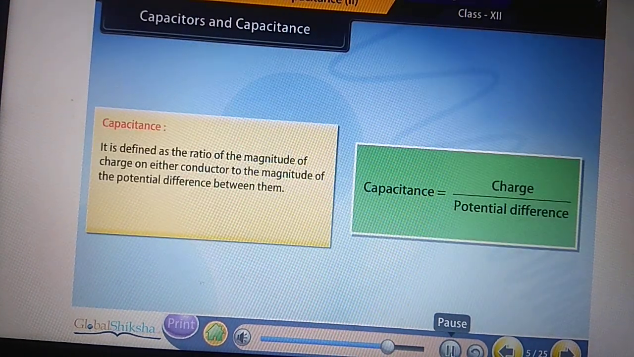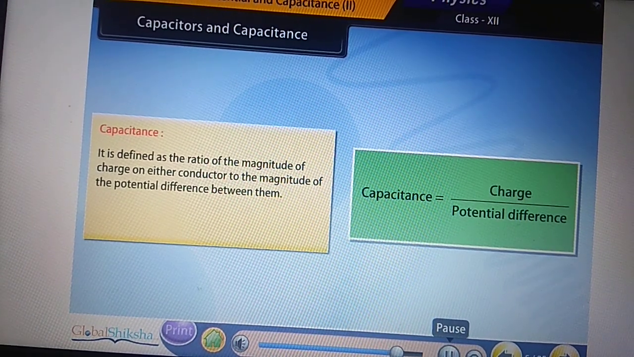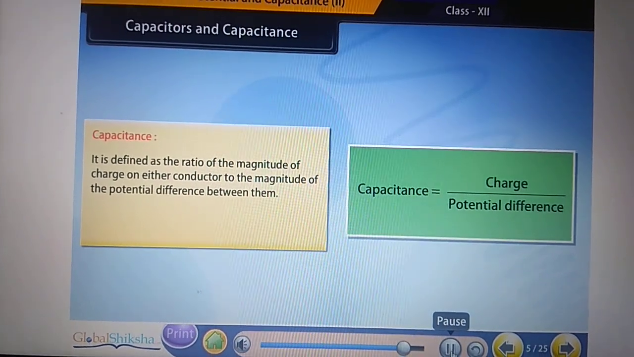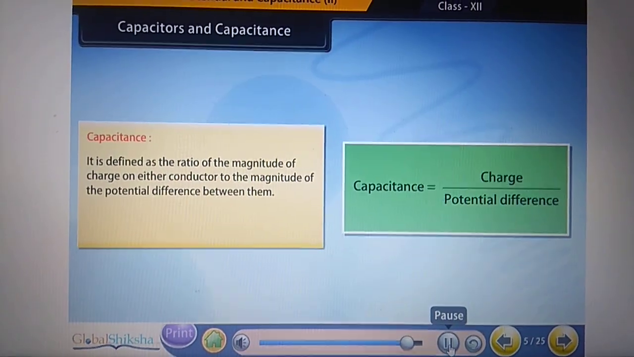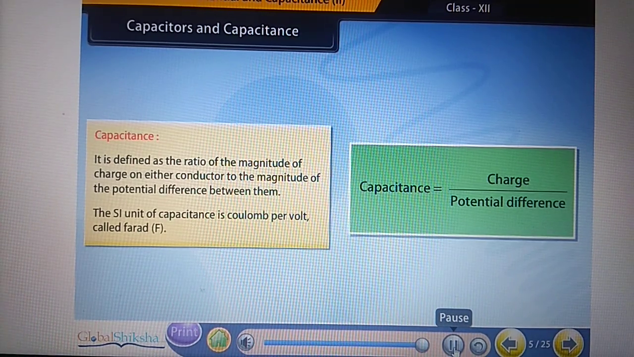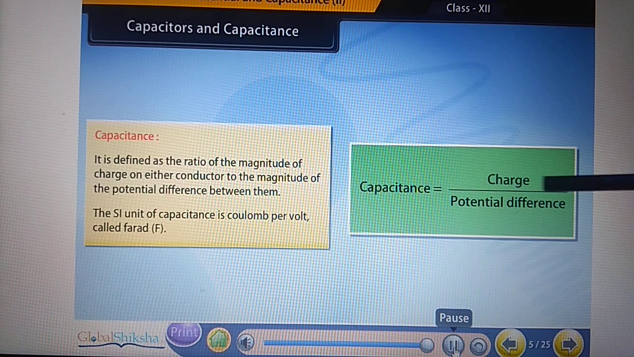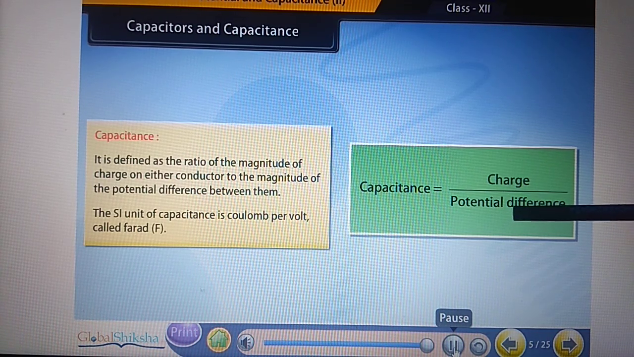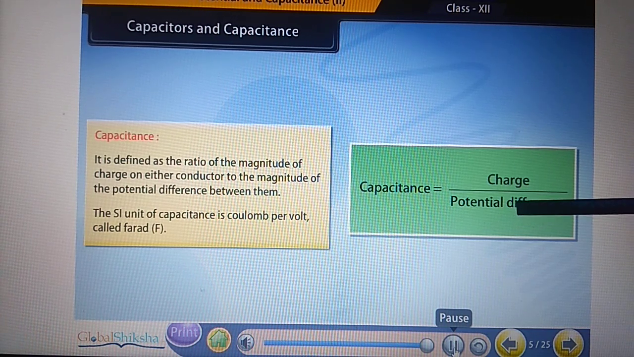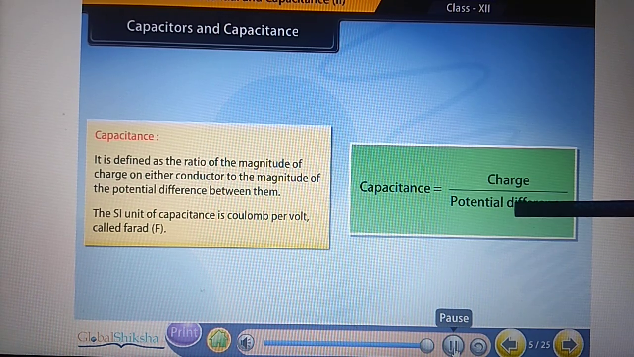Capacitance. It is defined as the ratio of the magnitude of the charge on either conductor to the magnitude of the potential difference between them. The SI unit of capacitance is coulomb per volt, called farad. Now, capacitance is defined as the ratio of the magnitude of the charge to the magnitude of the potential difference between them. The SI unit of capacitance is coulomb per volt or farad.